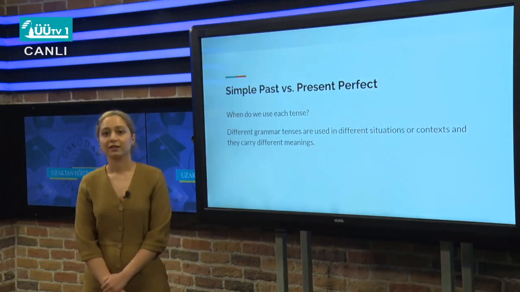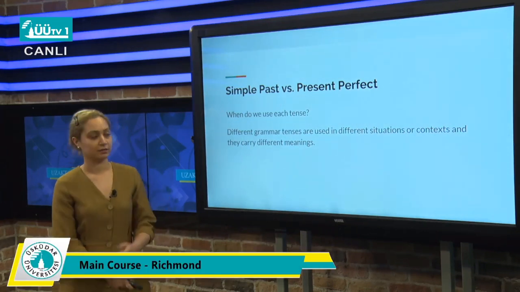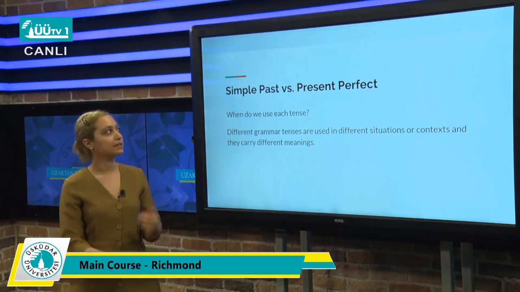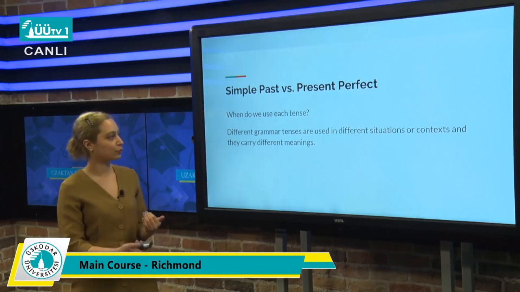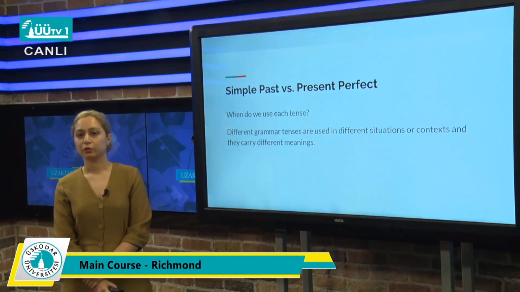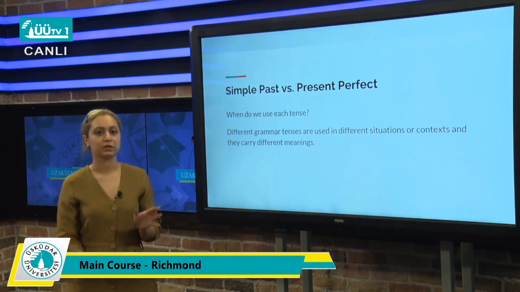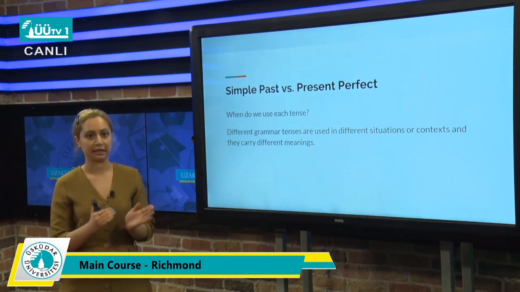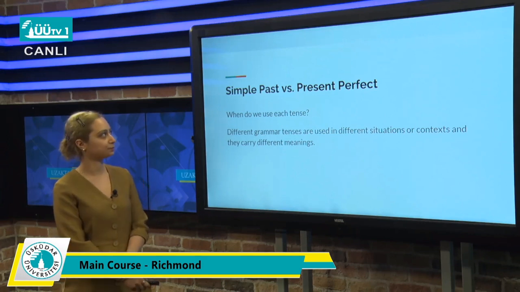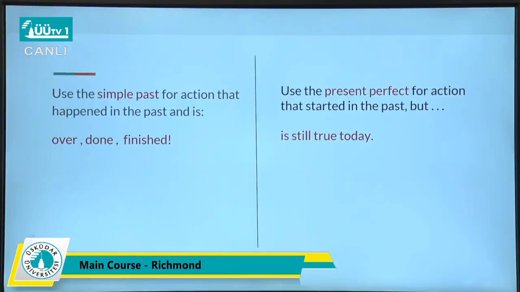So, when do we use each tense? We are comparing simple past with present perfect. You know this already, but we use different tenses in different situations. Let's look at simple past first. We use simple past for the actions that happened in the past and finished, over, done.